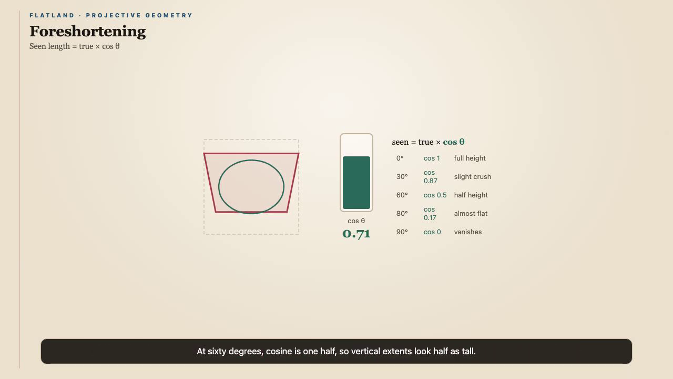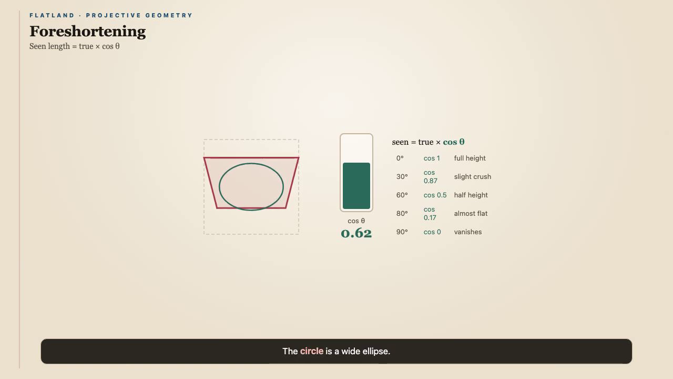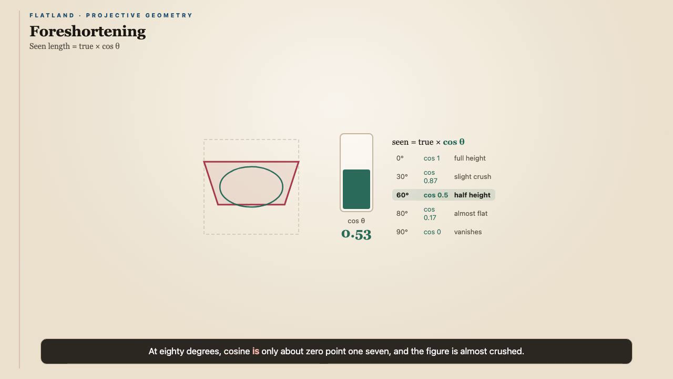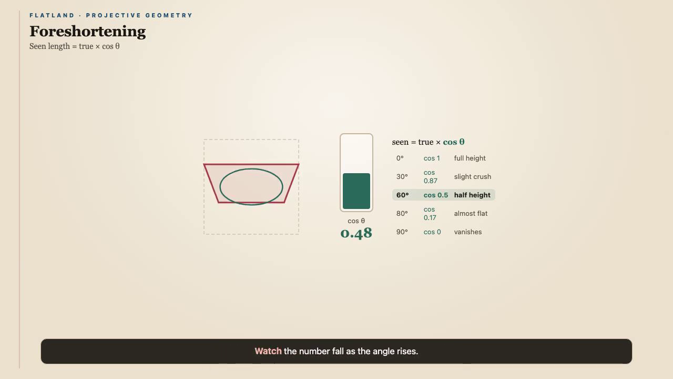At 60 degrees, cosine is 1/2, so vertical extents look half as tall. The square is clearly squashed. The circle is a wide ellipse. At 80 degrees, cosine is only about 0.17, and the figure is almost crushed. At 85 degrees, the cosine is near 0.09. Watch the number fall as the angle rises.